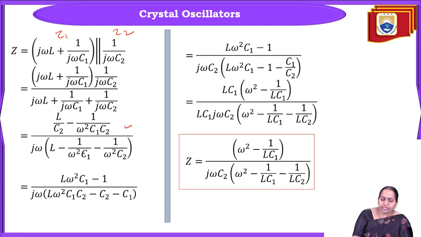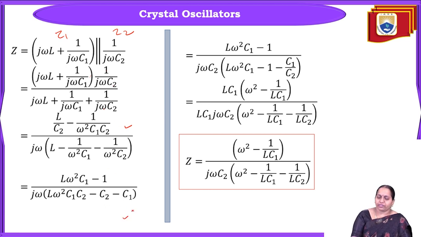This is the numerator. Coming to the denominator, I am just taking j omega common in all the terms. So you get j omega into L plus, if I take j common, I need to multiply and divide by j, so you get minus 1 by omega square C1 minus 1 by omega square C2. On the whole, it is L. If you take the LCM of the terms in the numerator, then you get L omega square C1 minus 1 by j omega into L omega square C1 C2 minus C2 minus C1.